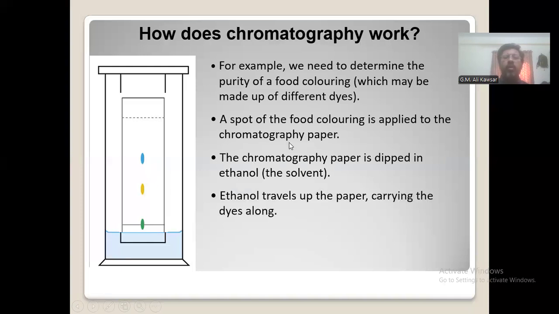Everything is explained here, what is going on. First, the solvent will climb up when everything is arranged according to the figure. With the paper, the spot will also start climbing, and it will be split into two spots.